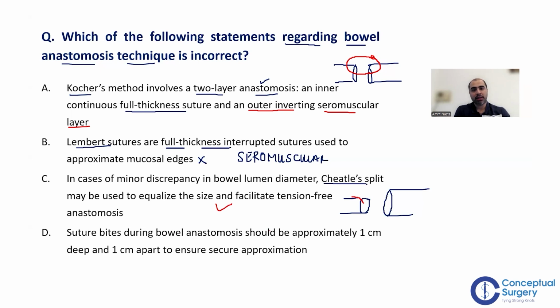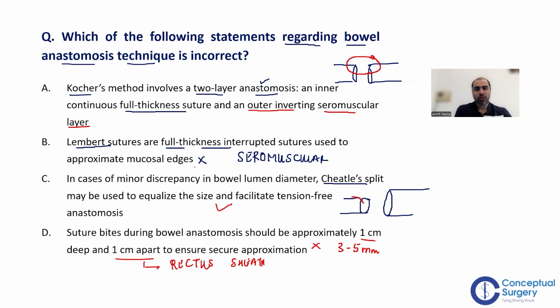Suture bites during bowel anastomosis should be 1 centimeter deep and 1 centimeter apart. This is wrong. They should be 3 to 5 millimeters deep. So whenever I'm doing a bowel anastomosis, the distance between bites should be 3-4 millimeters and the depth of the bite should be 3-4 millimeters. This 1 centimeter rule is not for bowel, it is actually for rectus sheath. When I'm doing rectus sheath closure, it should be 1 centimeter deep and 1 centimeter apart. This is for rectus sheath closure, not for bowel closure. In bowel, obviously, 1 centimeter becomes too much gap between consecutive stitches. If it is 1 centimeter, you will get a bowel leak.